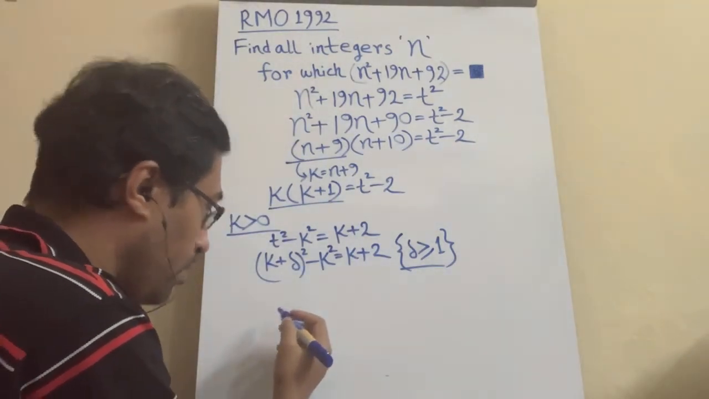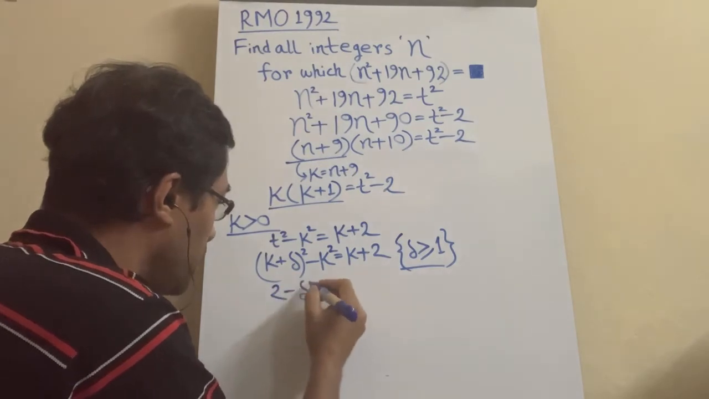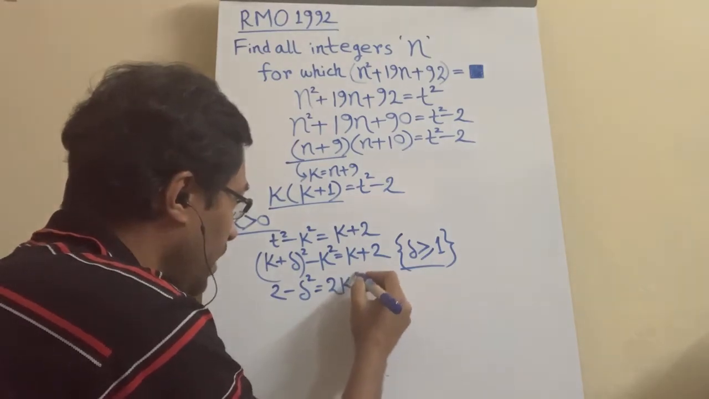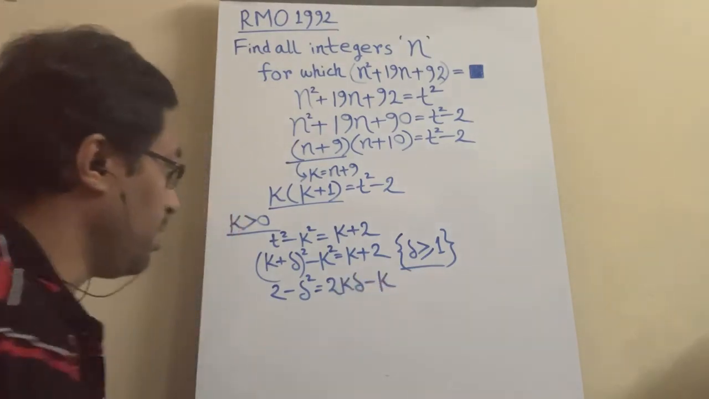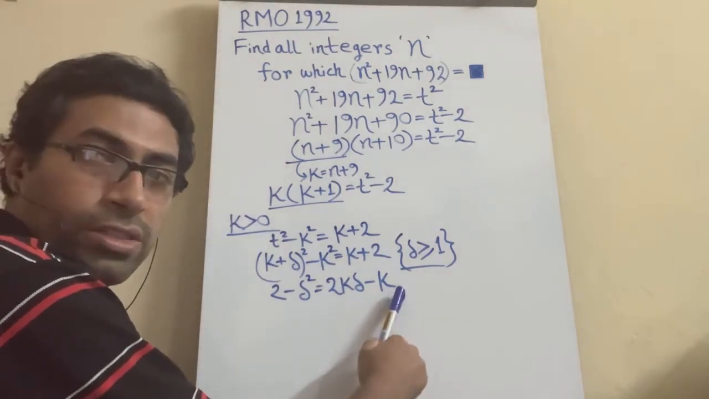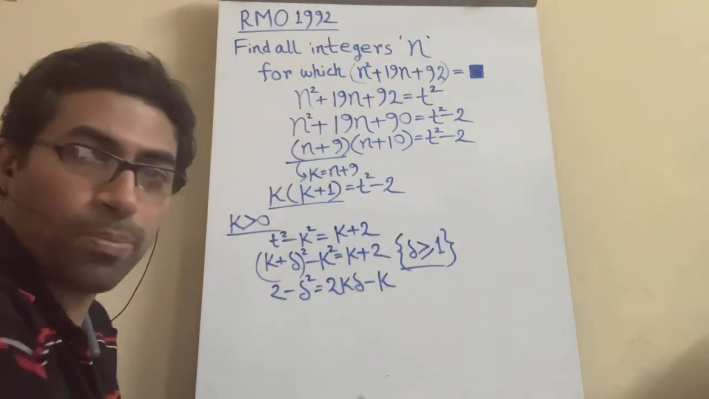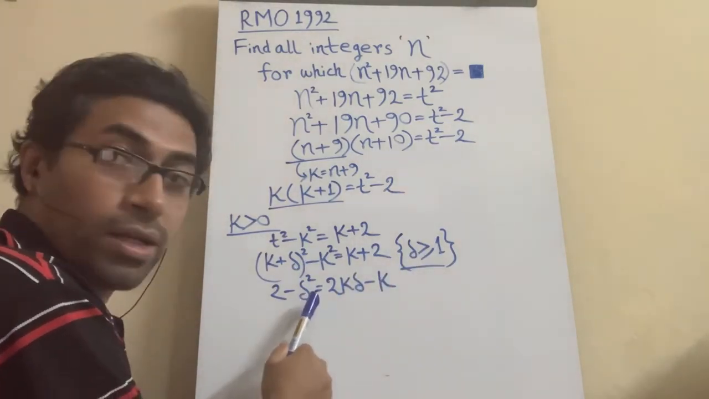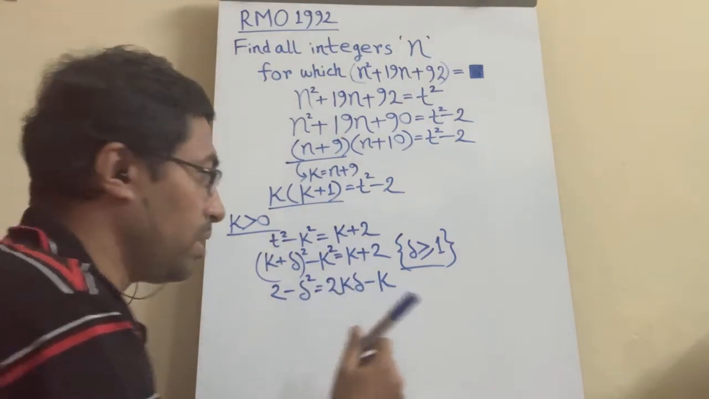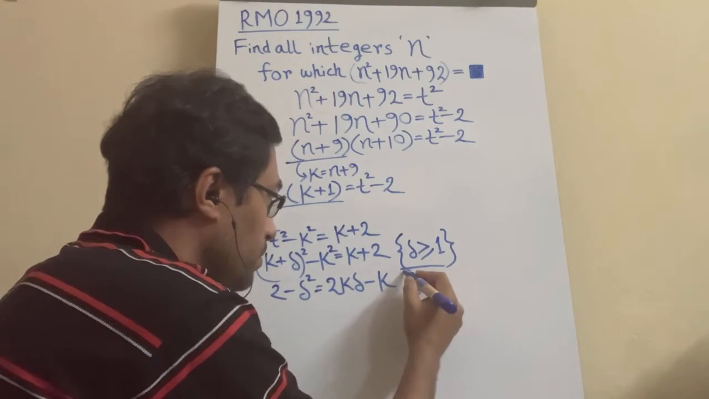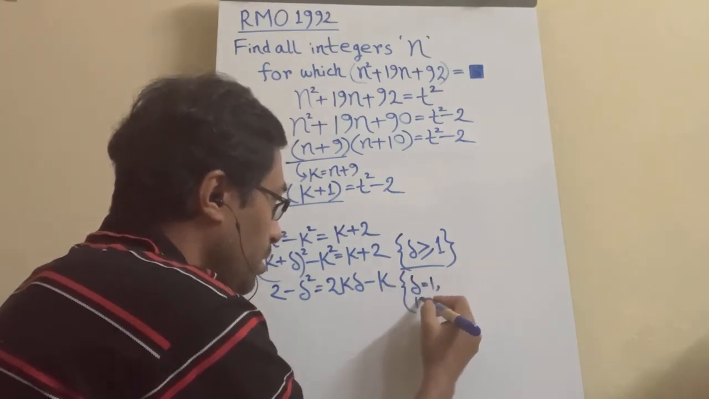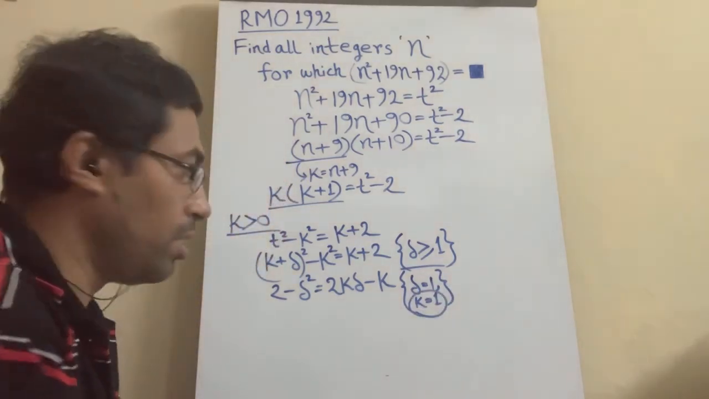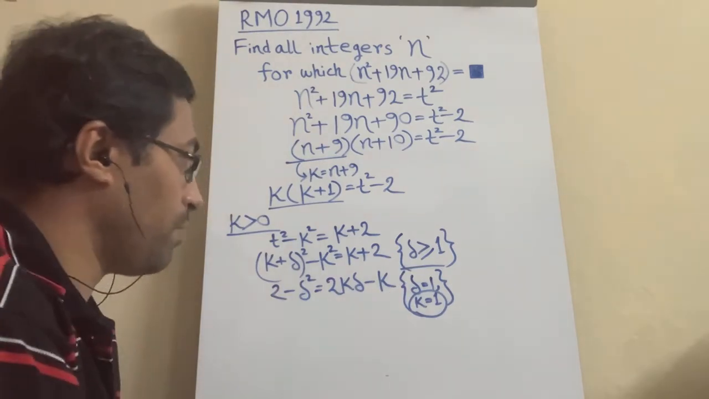So what do we get here? We get 2 minus delta square is equal to 2k delta minus k. Now observe this relationship carefully. The minimum possible value of delta is 1. If we put delta equal to 1 here and solve it for k, we get k equal to 1. So for delta equal to 1, we get k equal to 1. And this k equal to 1 is definitely one solution.